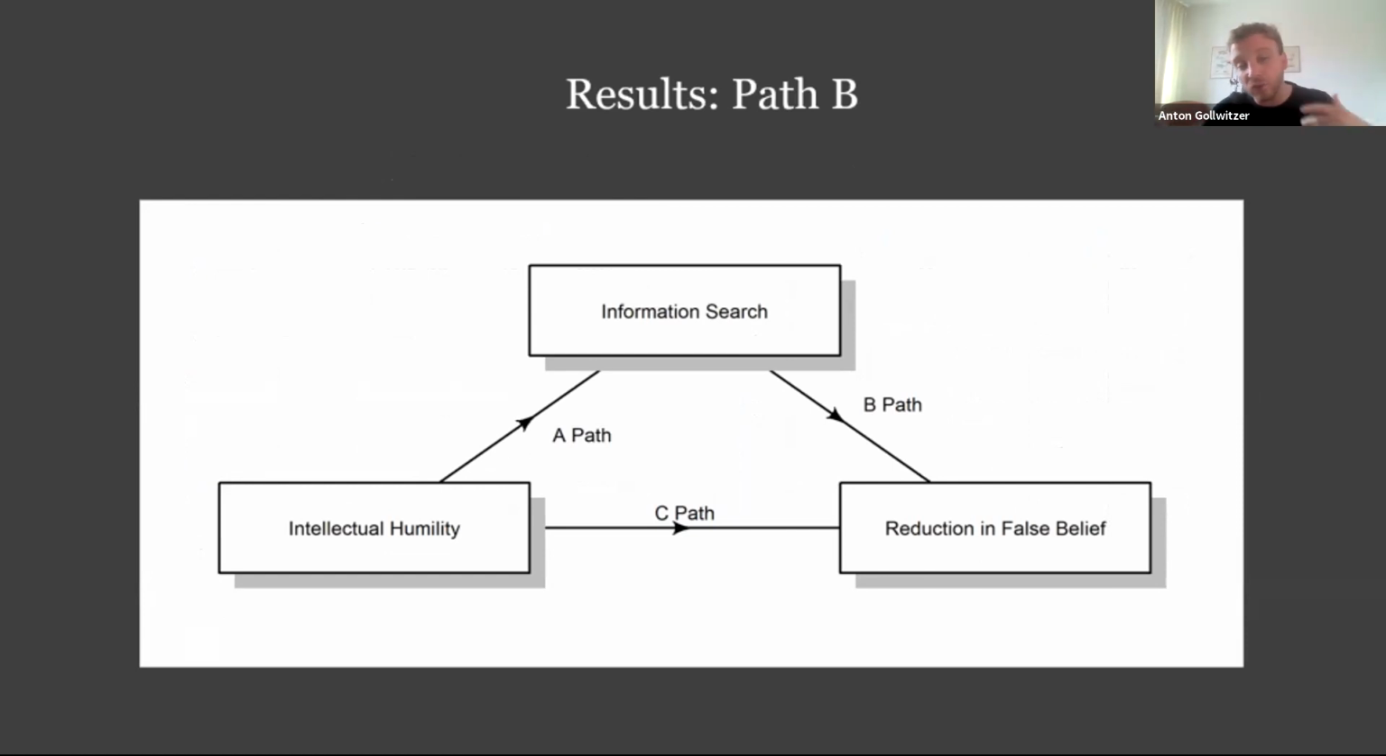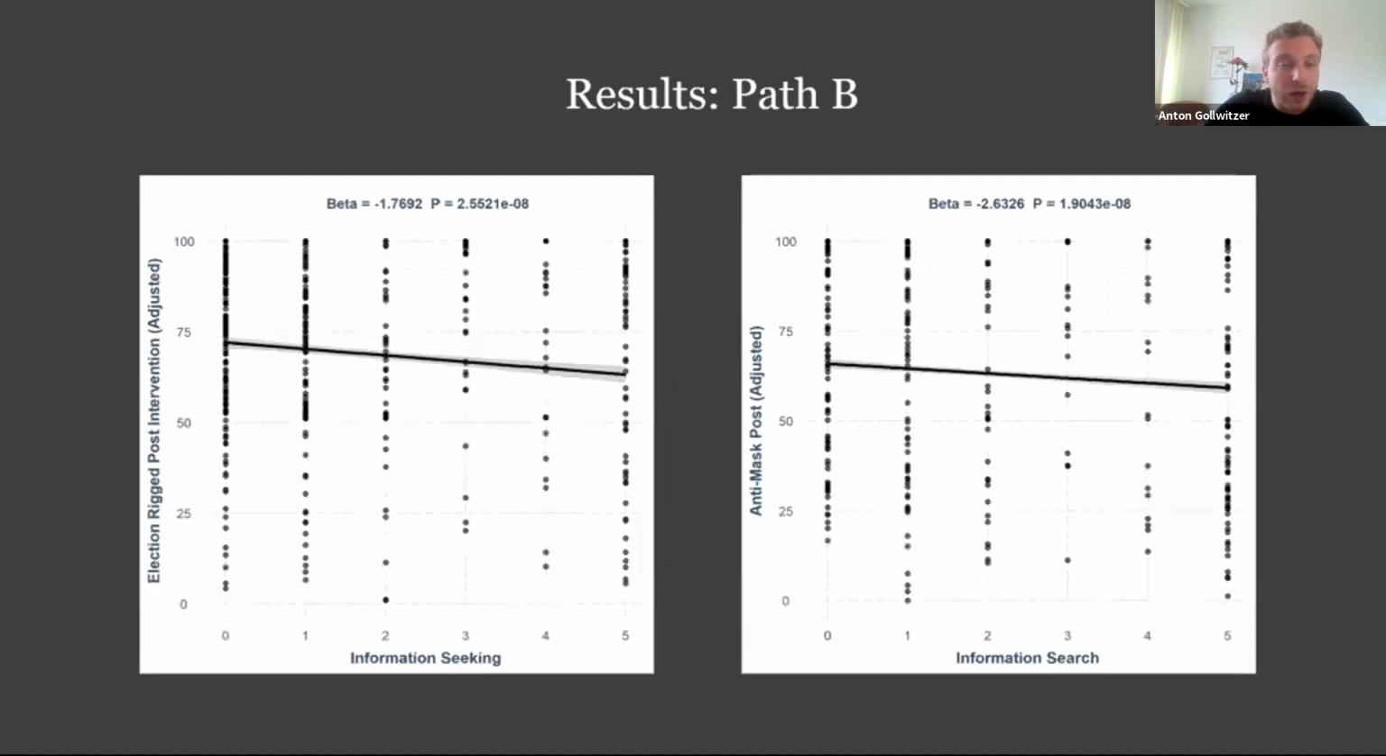Does reading through some of this counter information actually reduce people's false beliefs, that the election was rigged and anti-mask beliefs? Again, the election on the left, masks on the right. So what do we find? We find that it does. So the x-axis here is information search. So the greater the information search, the more you consider the counter evidence, the more your false beliefs decreased.